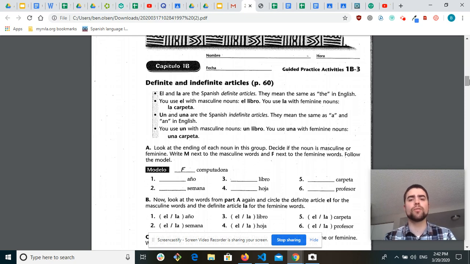We did about a 3 or 4 page packet on the difference between el and la, figuring out when to use the masculine the and the feminine the for things. And if you read the description over there on definite and indefinite articles, that's the exact same thing. We just called them articles. So you're plugging in an el or a la before everything using that example there.